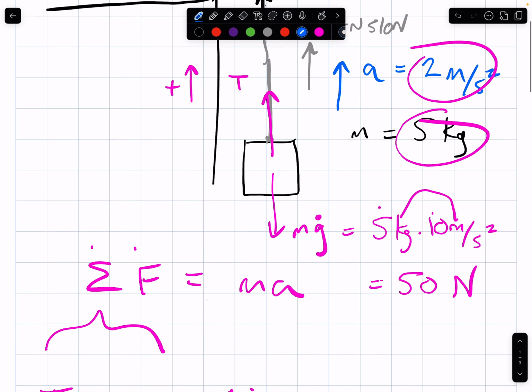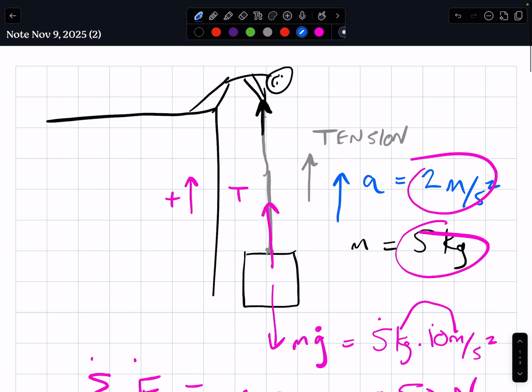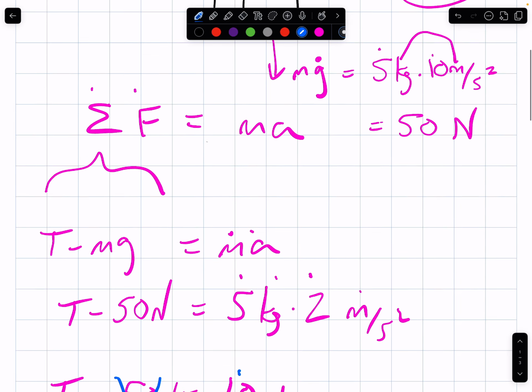So yeah, T is 60 newtons. And that will cause this thing to start to gain speed at a rate of 2 meters per second squared. Okay, next problem.